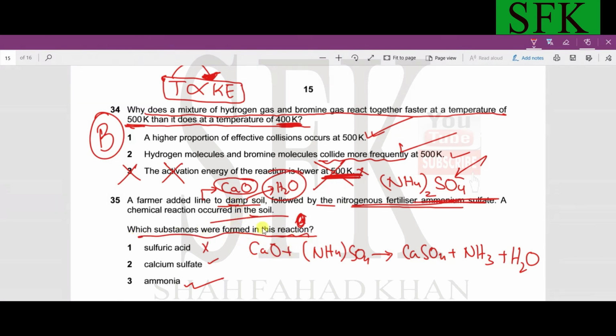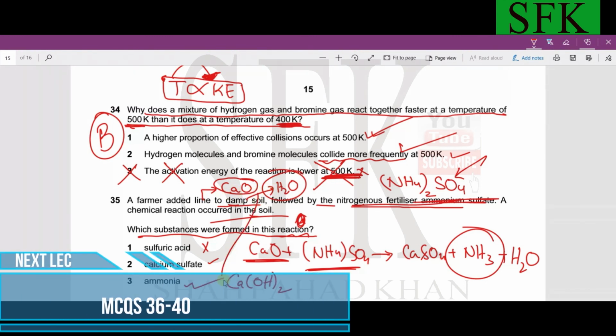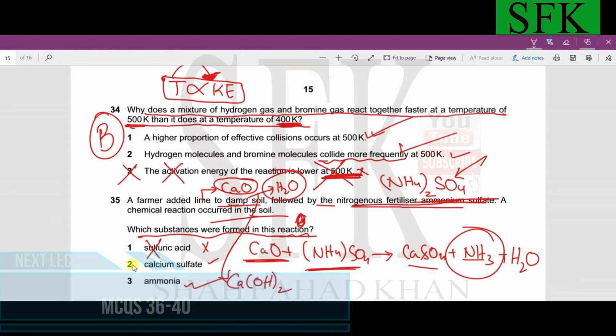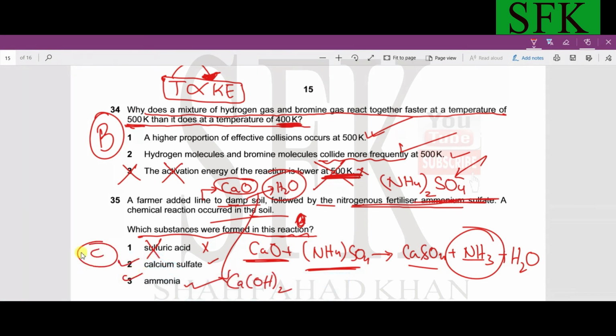This is again a reaction from theory. When oxides or bases react with an ammonium salt, they liberate ammonia gas, and this is the overall reaction that occurs. Instead of calcium oxide, you could have used calcium hydroxide as well, because these are damp conditions, and so these two will react to form calcium hydroxide. But again, you'll get calcium sulfate and ammonia as the two products, but sulfuric acid will not be formed. So 2 and 3 are correct. C is the correct option.